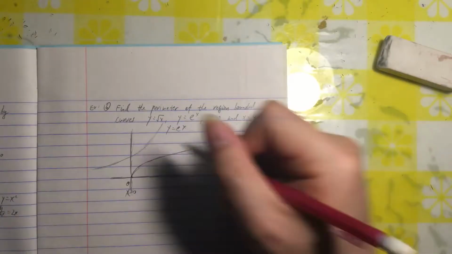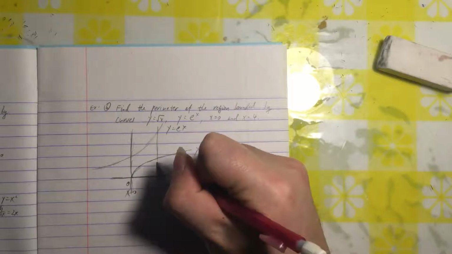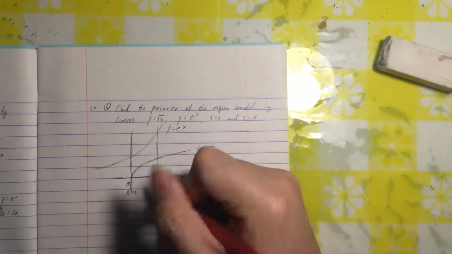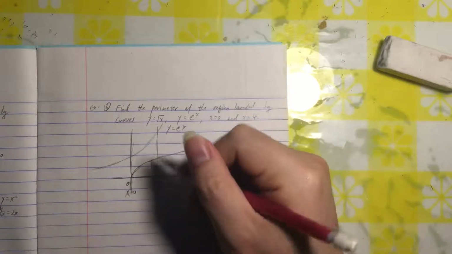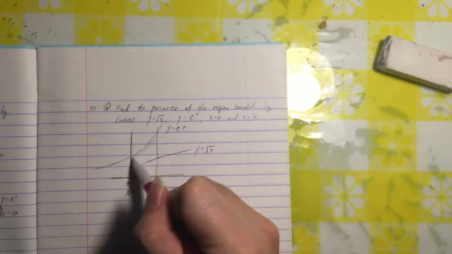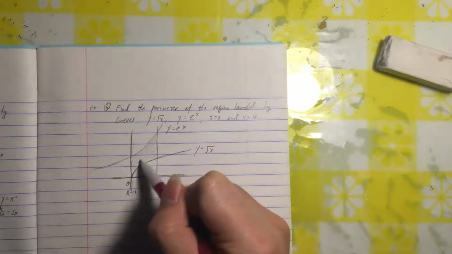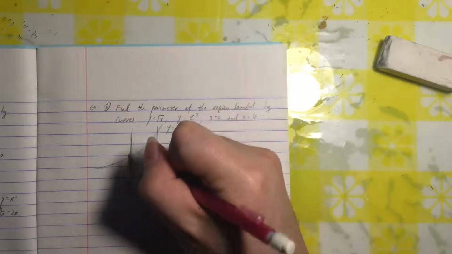The next curve is s equals 4. S equals 4 is a vertical line passing through 4 on the s-axis. So that's the region bounded by these 4 curves.